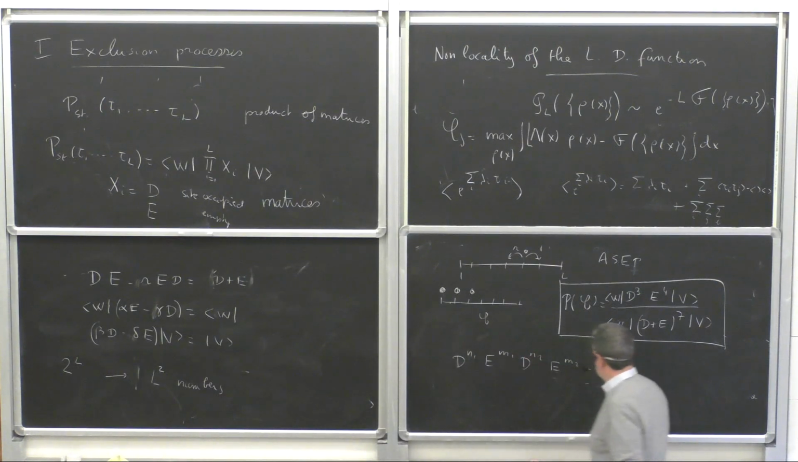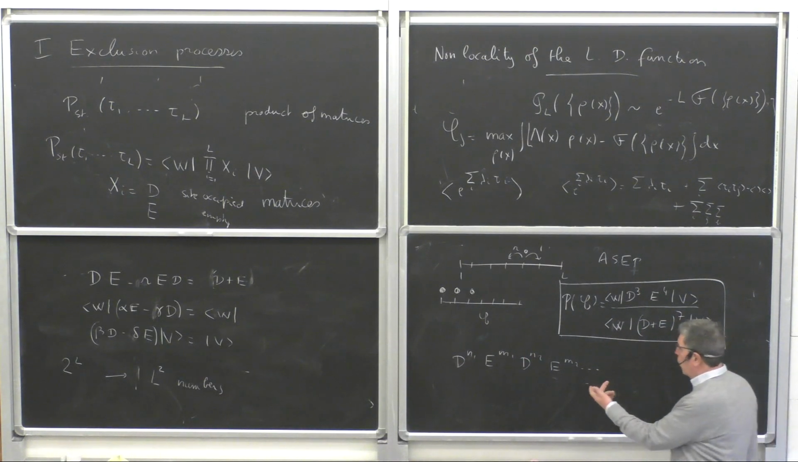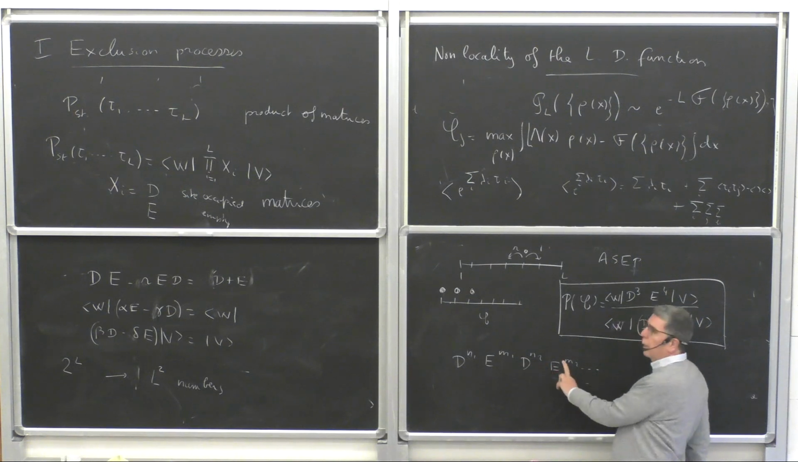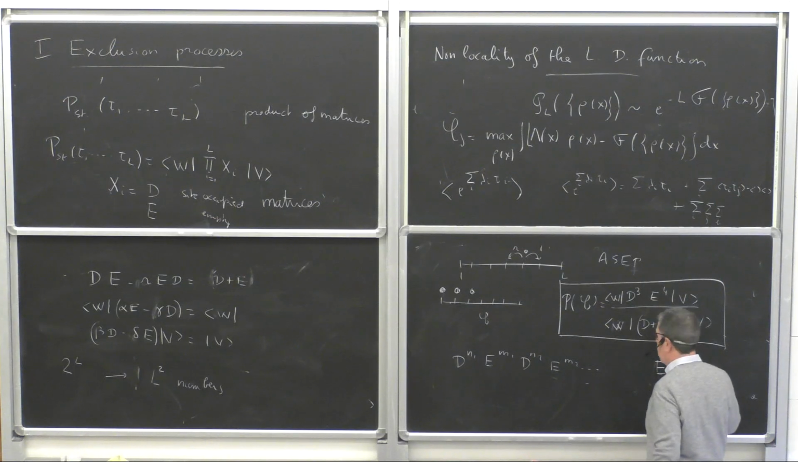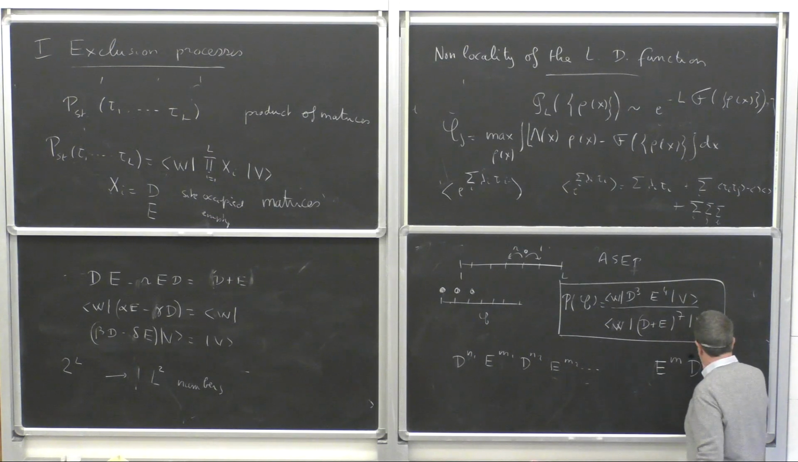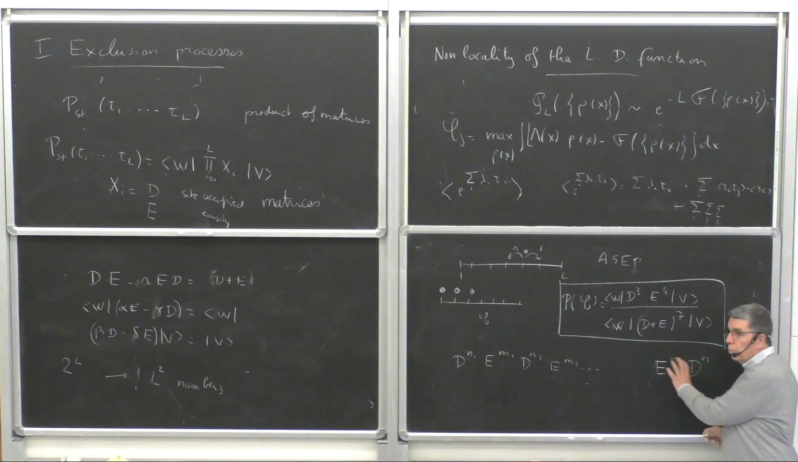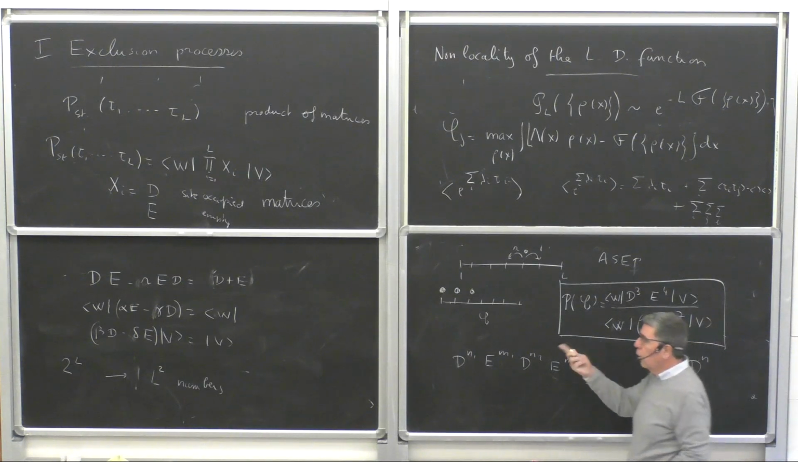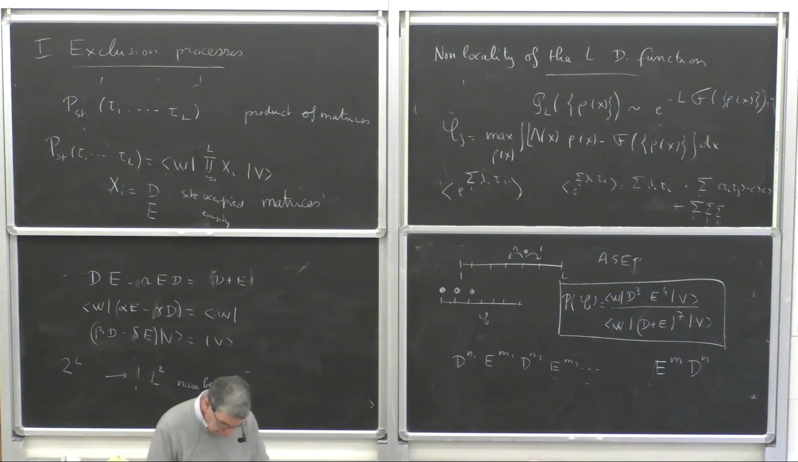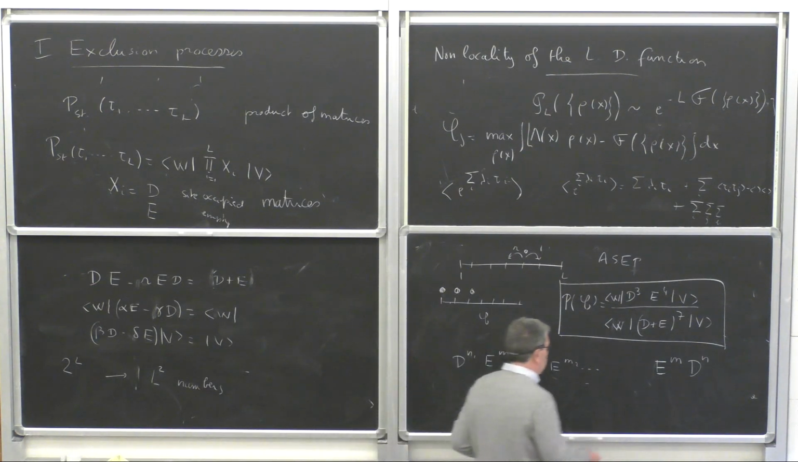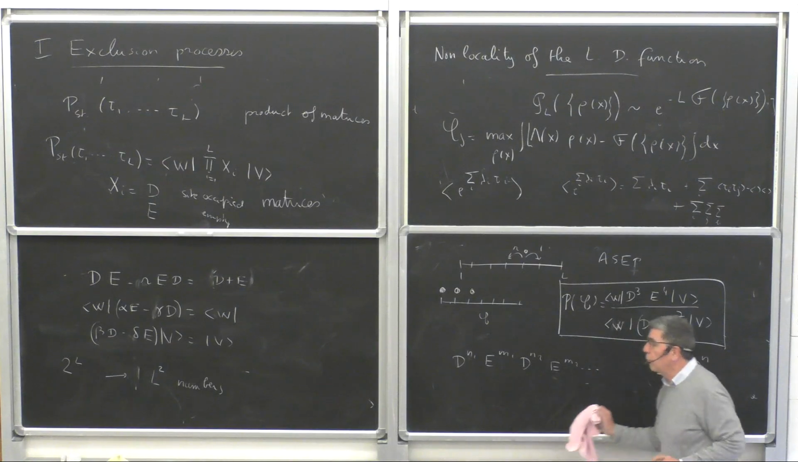So whenever I have a D in front of an E, I can switch them. Essentially, if I have a way to compute all the words of the form E^M D^N, that's it. I will be able to compute everything just because of this commutation rule. So this makes life easy, and these numbers might be rather simple.